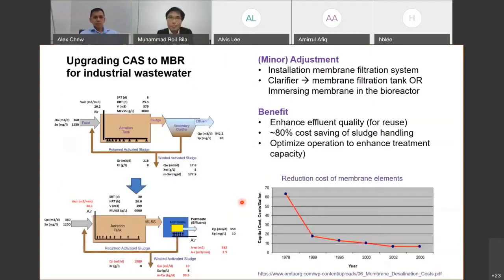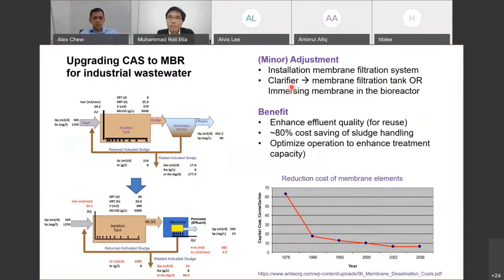So the next question is, I want to upgrade my conventional activated sludge to MBR. What should I do? Okay, basically this is the secondary, the conventional activated sludge, and this is the MBR. So what should we do? It's simple. We will just need a minor adjustment. We will need to install a membrane filtration system like this one.